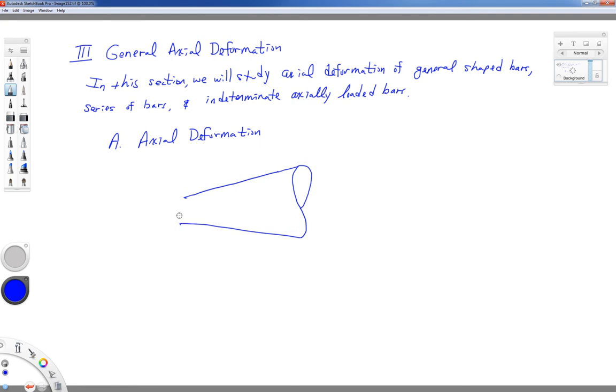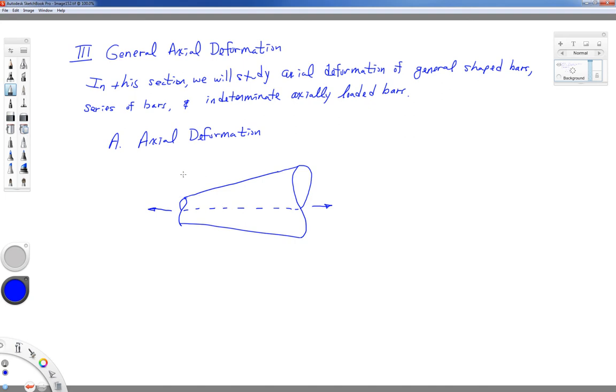Now we still want this to be under axial loading conditions, and there are some requirements for that. If you notice, there's a line that joins the centroids of each of the cross sections of this bar from one end to the other. When we put an axial force on it, the resultant of the axial force has to lie on that line, has to act through the centroid of all those cross sections.